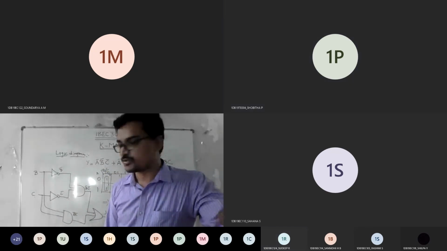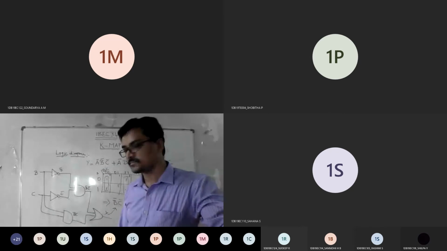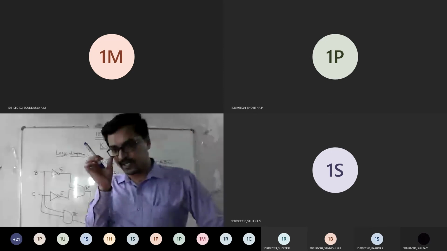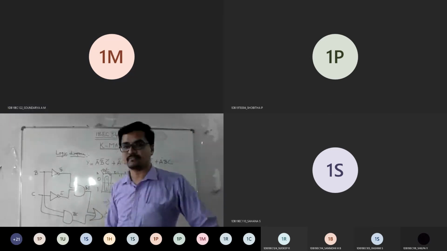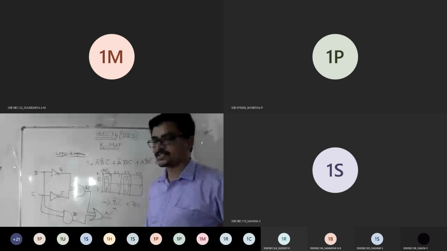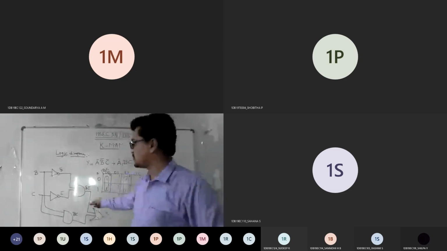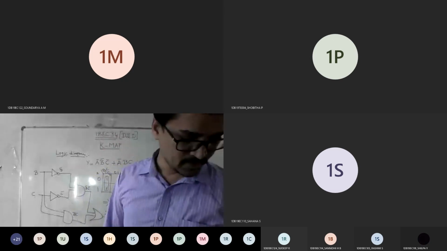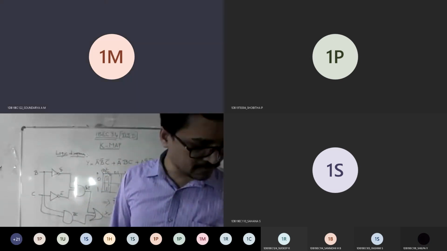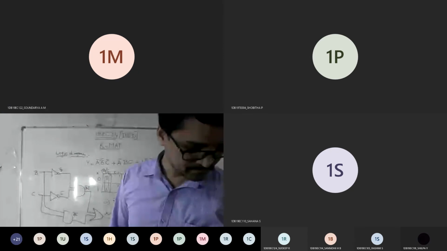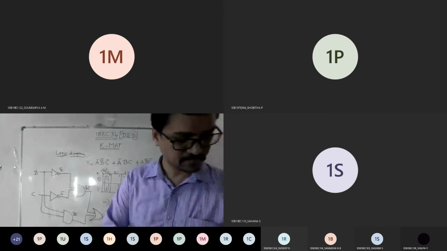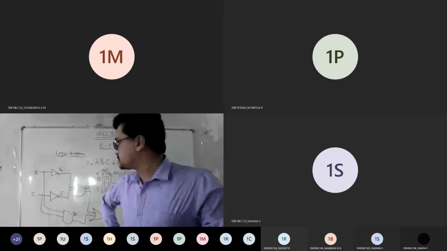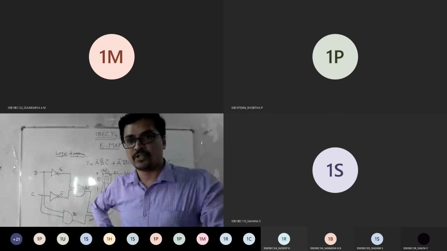Any doubts with this? See, likewise, whichever question asks you to plot the logic gates, just make sure the connections are correct and the gates are joined properly. Just make a note of this logic diagram. We will go for the next type of problem. In the meantime, if anyone has any doubts, you can ask me.